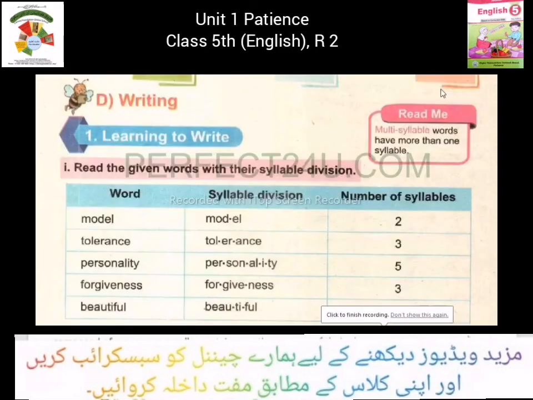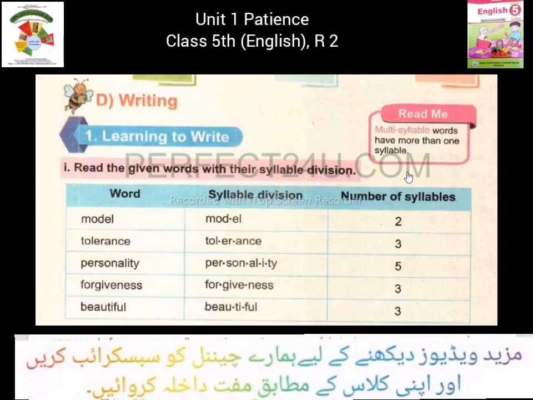So next is writing, learning to write. Read the given words with their syllable division. First, you should know what a syllable is. A syllable is a part of a word that contains a single vowel sound and is surrounded by consonant sounds. So those words which contain a vowel sound and other consonant sounds are called syllables. So these are different syllables, and we will identify how we can do syllable division and how many syllables are there in a single word.